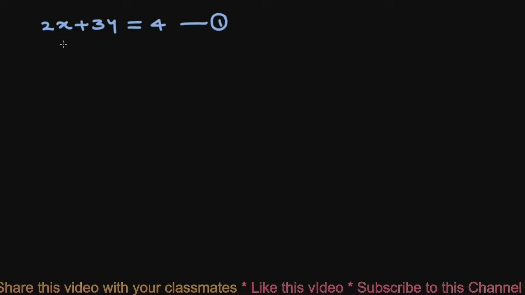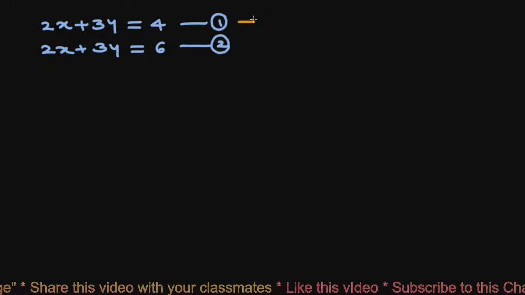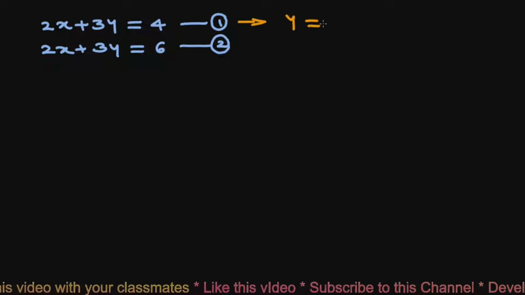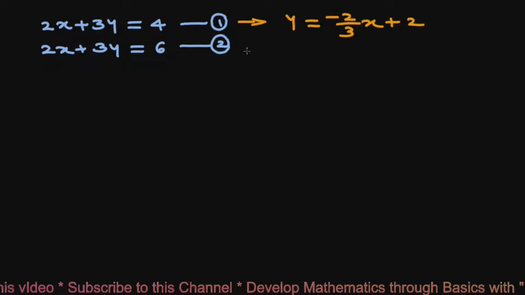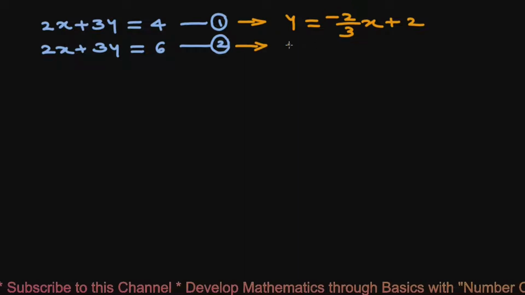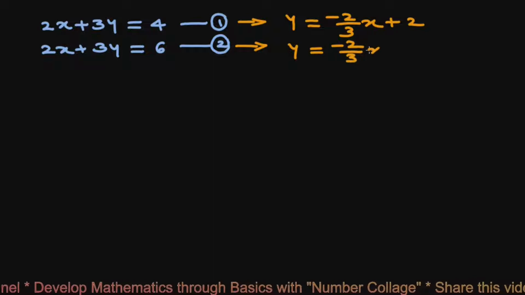Let's consider these two equations in two variables: 2x plus 3y equals 4 and 2x plus 3y equals 6. The first equation can be written as y equals minus 2 upon 3 x plus 2, and the second equation can be written as y equals minus 2 upon 3 x plus 3.